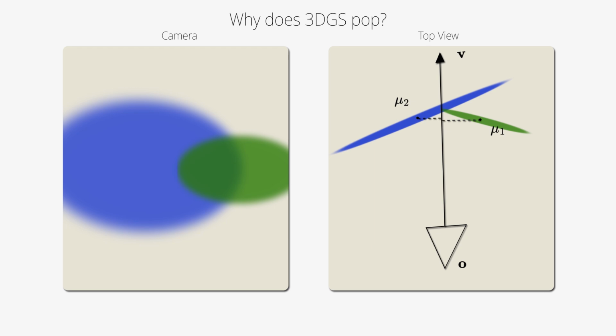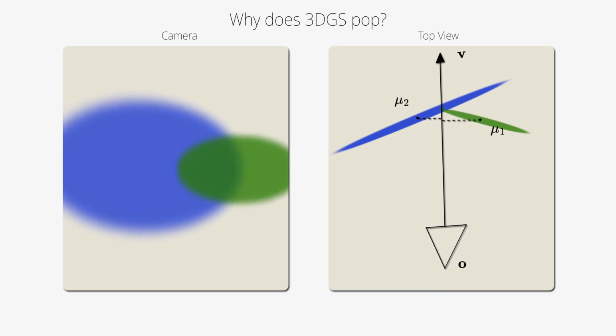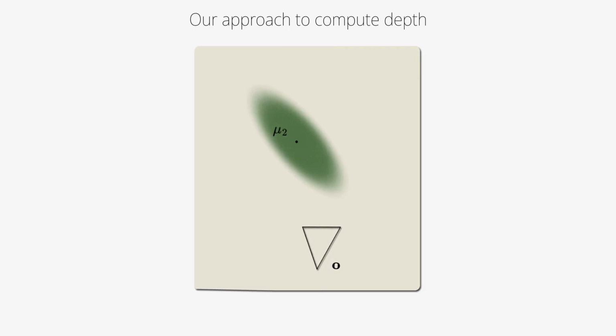3DGS uses the projection of each Gaussian's mean onto the view direction of the camera as depth. This can result in sudden changes of ordering during rotation, which are the underlying cause for popping artifacts. When integrating a 3D Gaussian along a view ray, the result is a 1D Gaussian. Our method takes the maximum along this 1D Gaussian as depth.